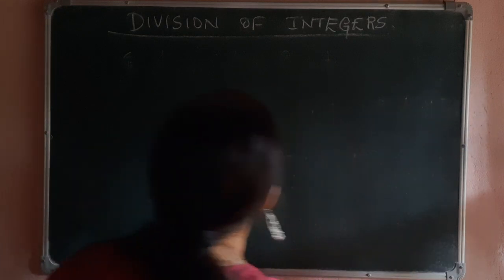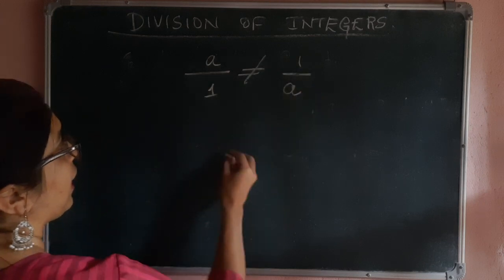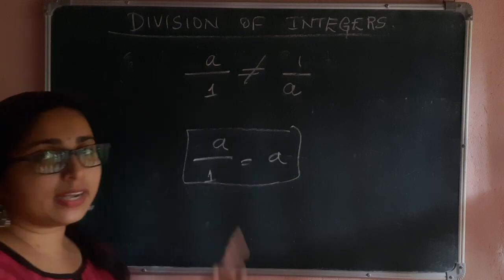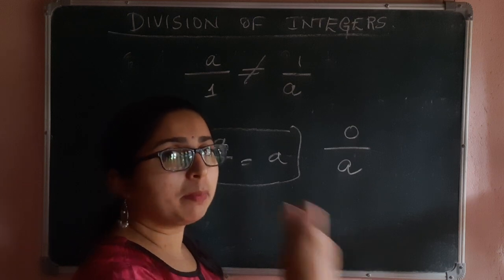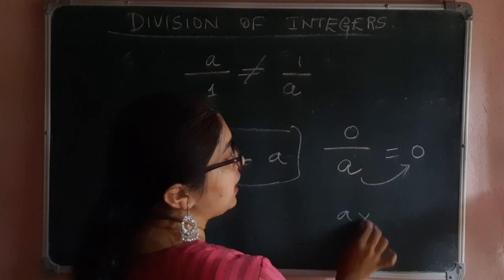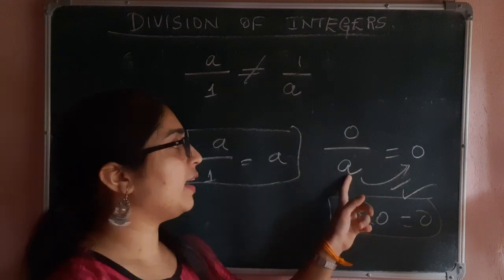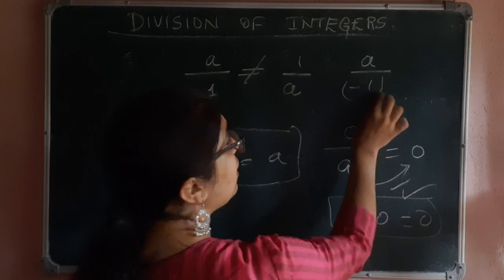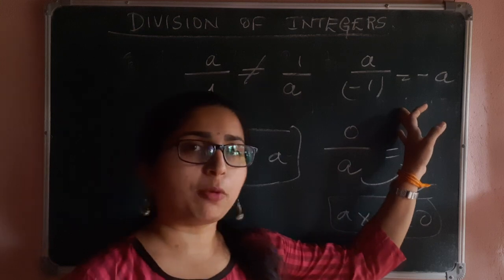Next, some important points. a divided by 1 is not equal to 1 divided by a. But a divided by 1 is equal to the number itself. 0 divided by anything will give you 0. It is nothing but a into 0 is equal to 0, which we have already studied. So 0 divided by a is equal to 0. a divided by minus 1 is equal to minus a. Okay, so these are some other important points.